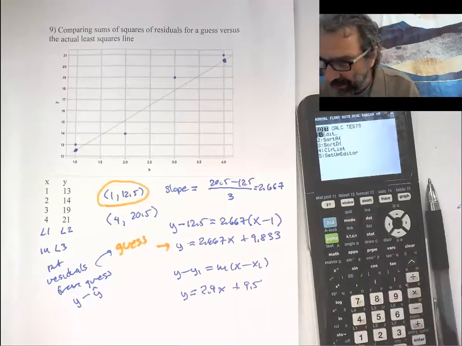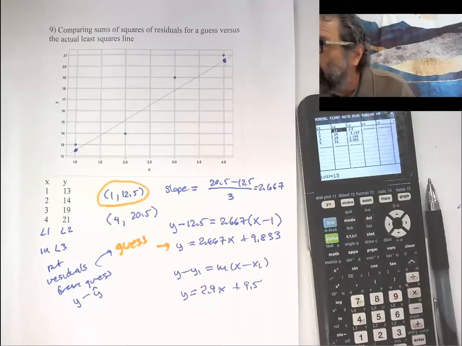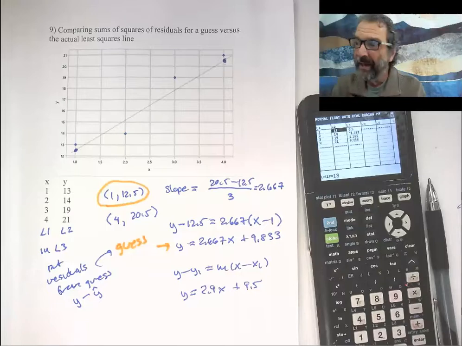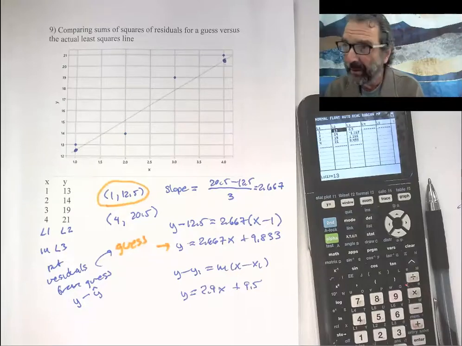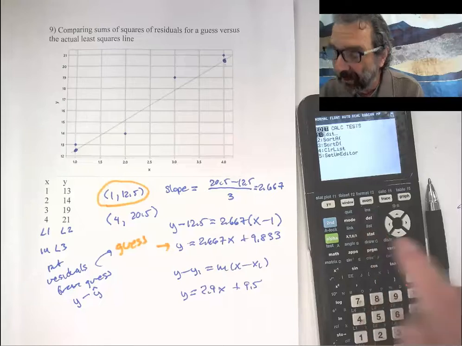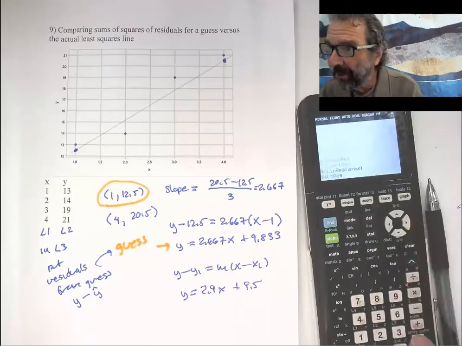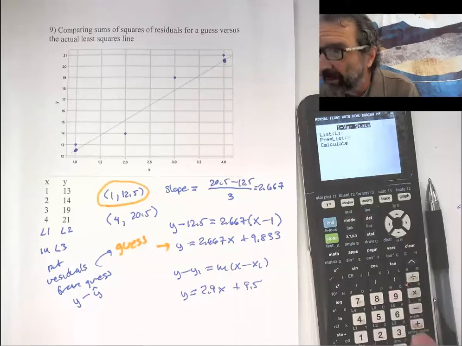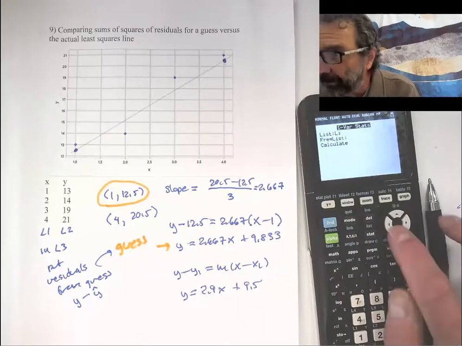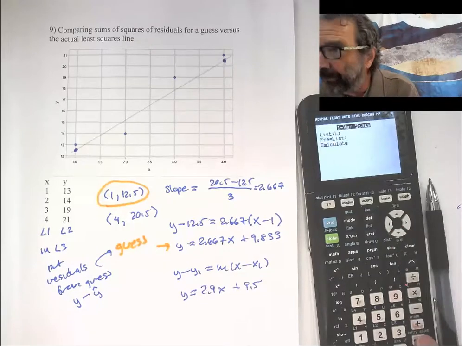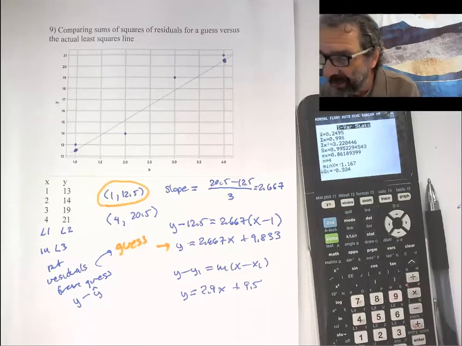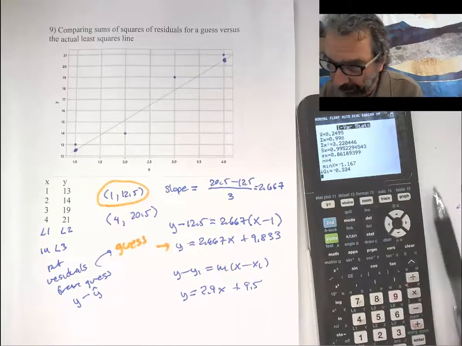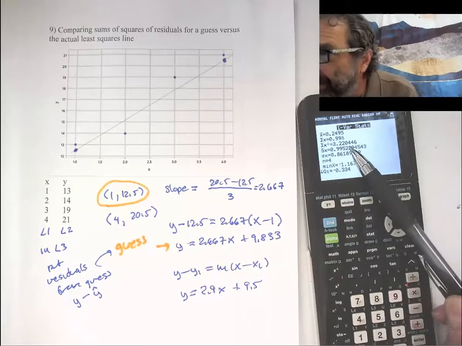Stat, edit. They're in list 3. Those are those numbers. Now we'd like to square them and add them. So I think when you go stat, calc, 1 variable, and I choose list 3, and hit calculate, one of the things it gives you is the sum of the squares.